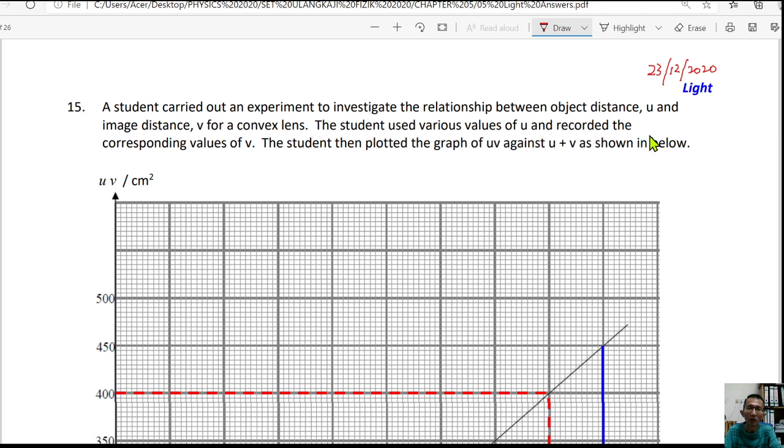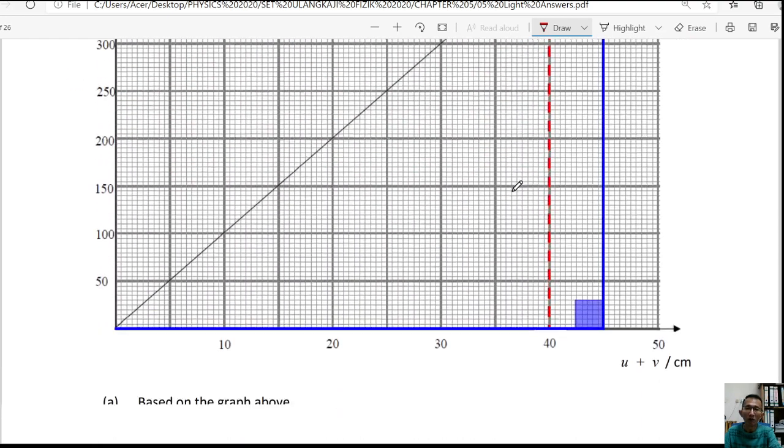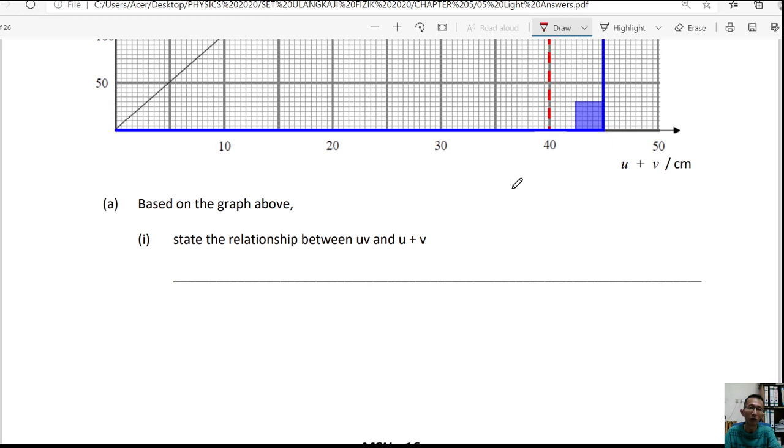A student carried out an experiment to investigate the relationship between object distance u and image distance v for a convex lens. Using values of u and the corresponding v, a graph of uv against u plus v is plotted as shown below. This is actually your paper 3, question number 2.